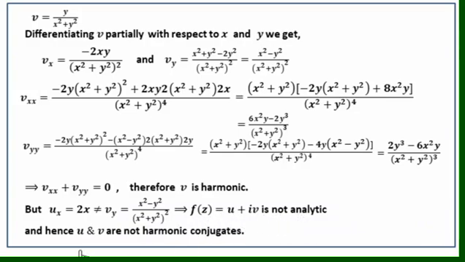So these u and v are not harmonic conjugates, because if u plus iv is analytic, then u and v will be harmonic conjugates. But the function is not analytic, u plus iv is not analytic, so u and v are not harmonic conjugates. This completes the solution of the problem.